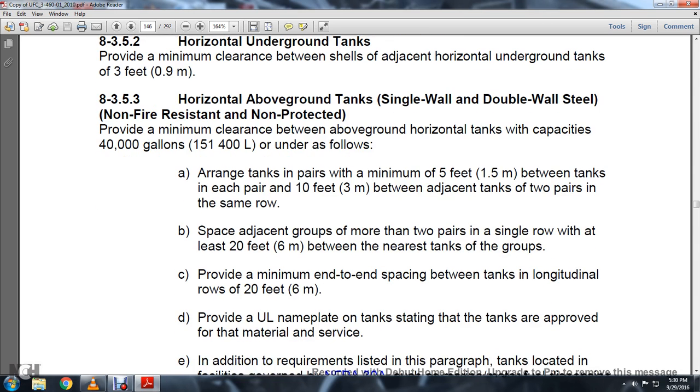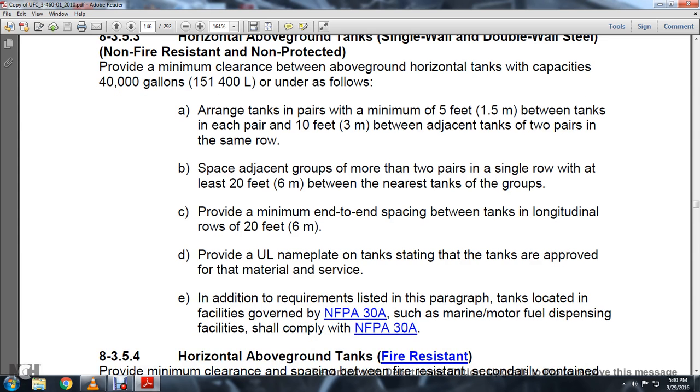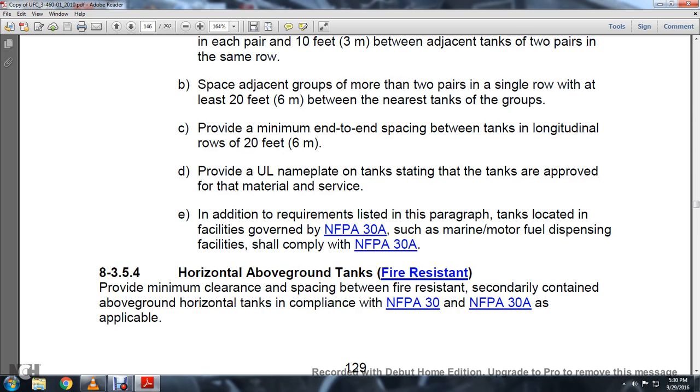Provide a minimum end-to-end spacing between the tanks in longitudinal rows of 20 feet. Provide a UL nameplate with the tanks, stating the tanks are approved for material and service in addition with requirements listed with the paragraph. Tanks located in a facility governed by the NFPA 30A, such as marine motor fuel dispensing facilities, should apply within the NFPA 30A.